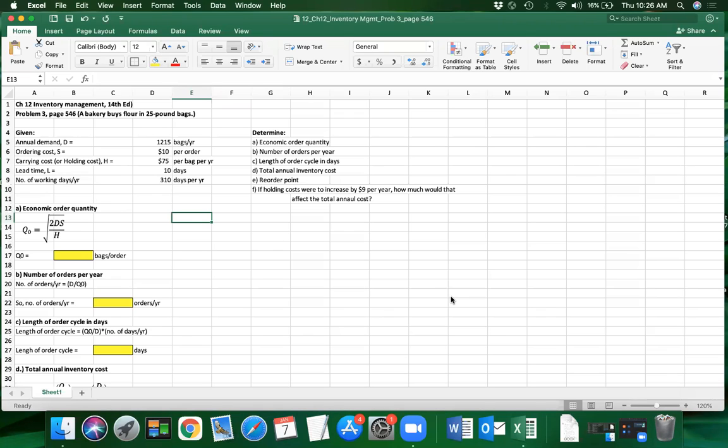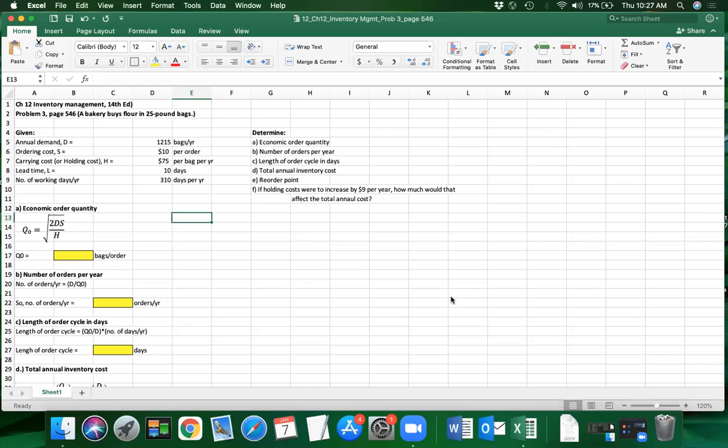Here we have been given some data about a bakery that buys flour in 25-pound bags, and we have other details: annual demand is 1,215 bags per year. Ordering cost, which is the cost involved in placing an order, is $10 per order. So every time you place an order, it will cost you $10. Carrying cost, which is also known as holding cost, is $75 per bag per year, which means that if you have to hold on to one bag for 1 year, it will cost you $75.